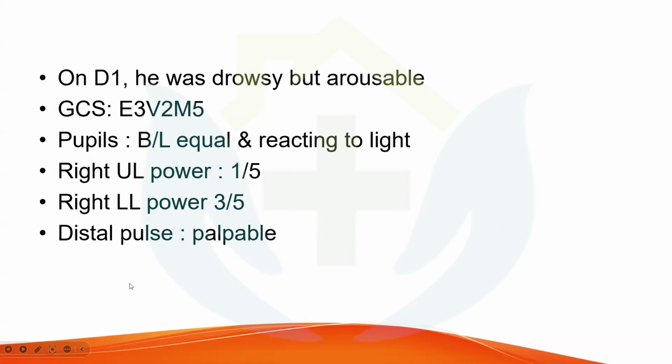So on day one, he was drowsy but arousable. The GCS was around E3, V2, M5. Pupils were reacting to light and bilaterally equal. The right upper limb power was 1 by 5, and the lower limb power was 3 by 5. And the distal pulse was palpable.